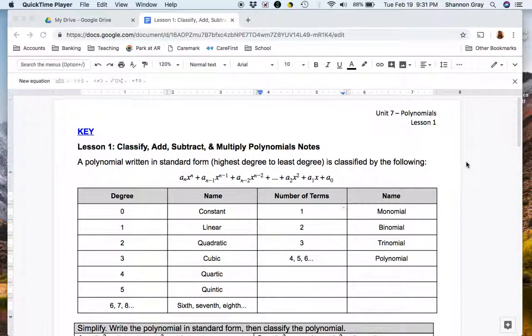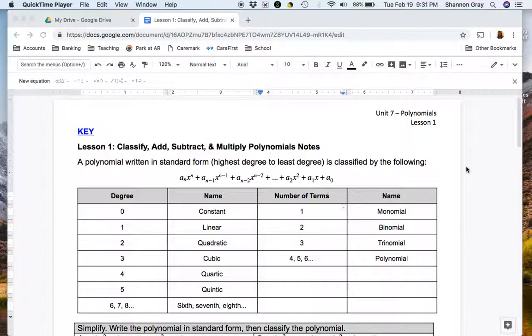Alright, so welcome to lesson 1 of polynomials, where we will classify, add, subtract, and multiply polynomials. All of the things that we can do with real numbers, so classify as rational, irrational, integers, etc., and then add, subtract, and multiply numbers, we're going to do those same things with polynomials. We will get to division, but not in this video.